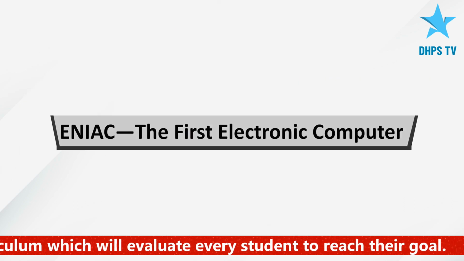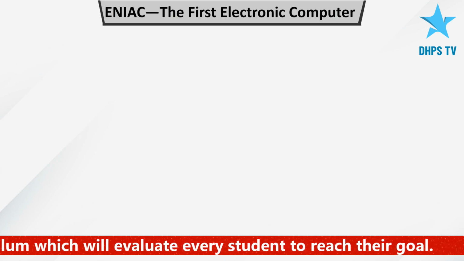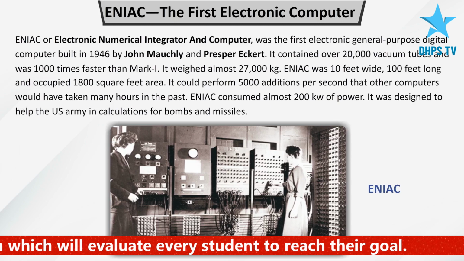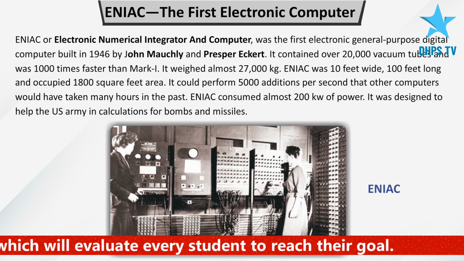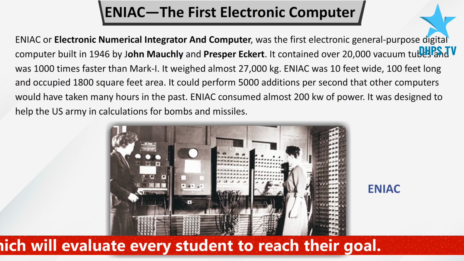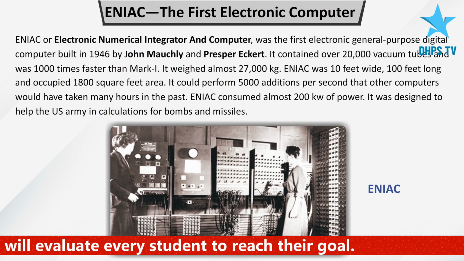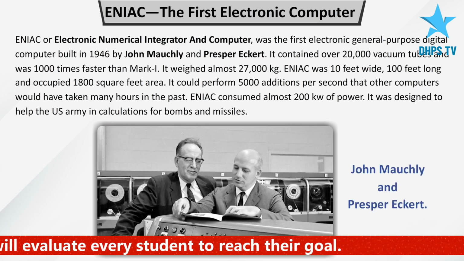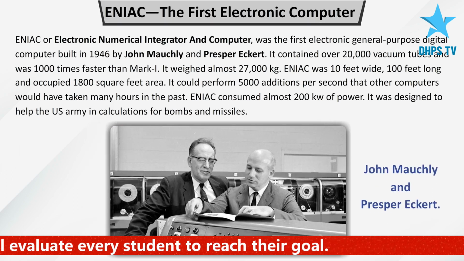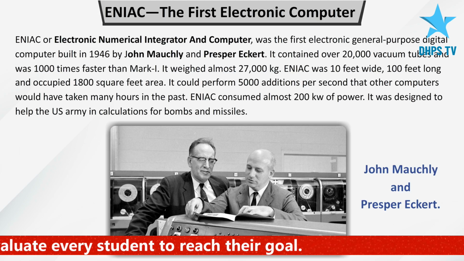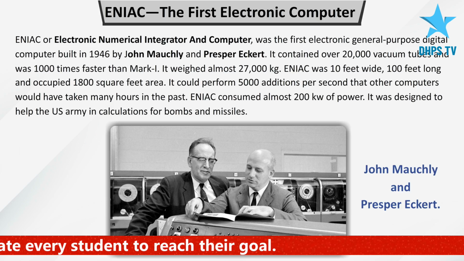ENIAC, the first electronic computer. ENIAC, or Electronic Numerical Integrator and Computer, was the first electronic general-purpose digital computer built in 1946 by John Mauchly and Presper Eckert. It contained over 20,000 vacuum tubes and was 1,000 times faster than Mark I.